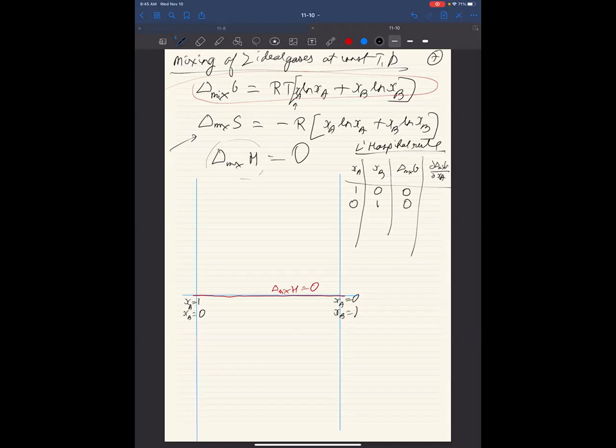But how about the slope of this thing? We have to differentiate it, right? So in order to get the slope, once you differentiate it, you will find, and this is, what do you call it?